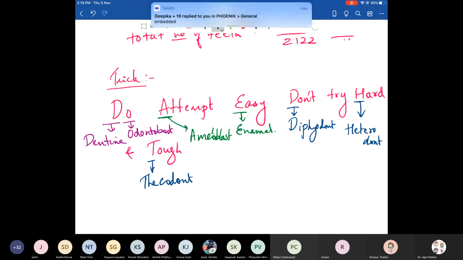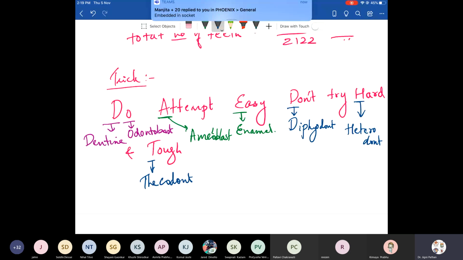Very nice. Is this point clear? Very easy trick that you can remember. Do attempt easy. Don't try hard and tough. That gives you the entire things that you should know about the dentition. About the formula, about the number, you need to learn the numbers. No need to mug up. It's very easy to remember. Wisdom teeth, when it is present, premolars and molars, when it is absent, you should know. That's it.